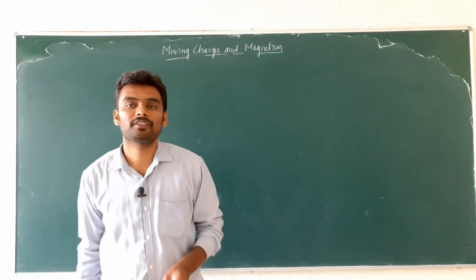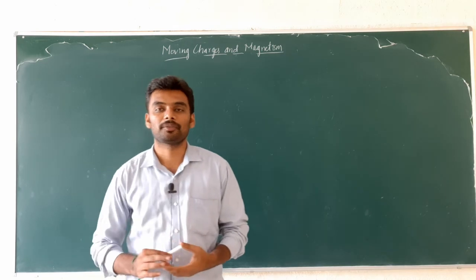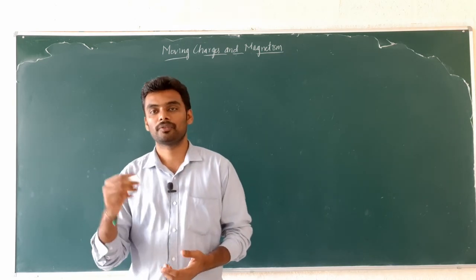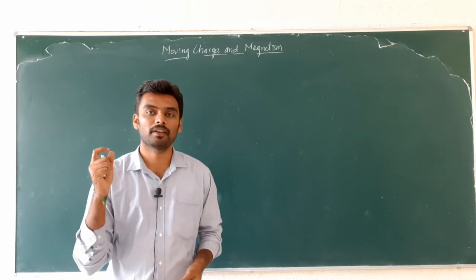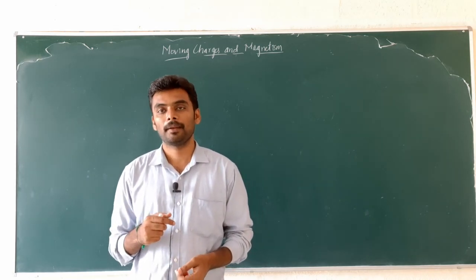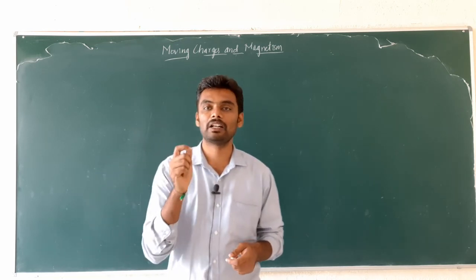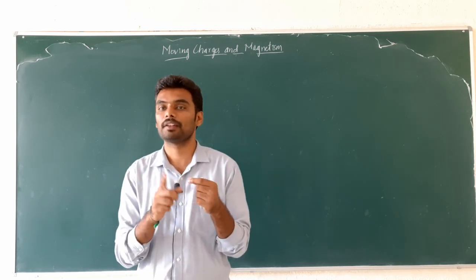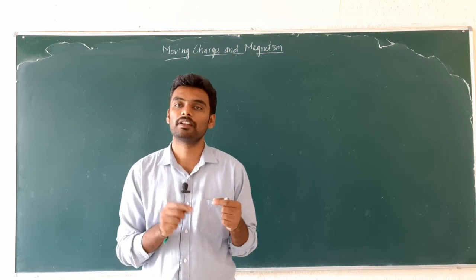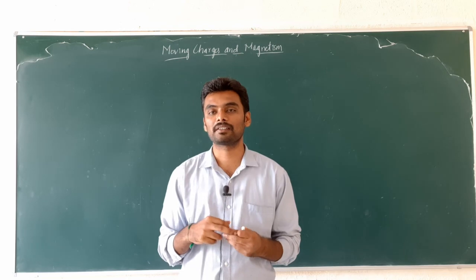So, dear students, let us continue moving charges and magnetism. In the last class, we discussed an important concept, Ampere's Circuital Law, right? And this law will help us get the magnetic field value at a particular point around a wire in a simpler way, right? We got the expression for that in the last class.